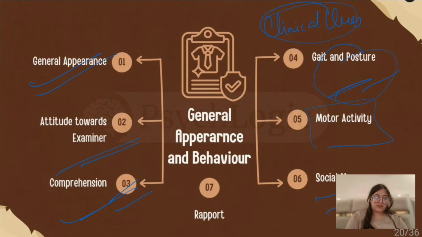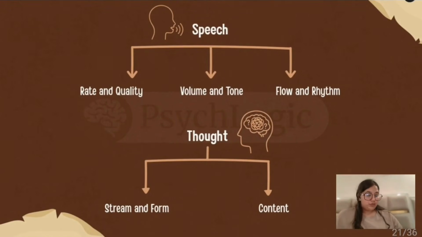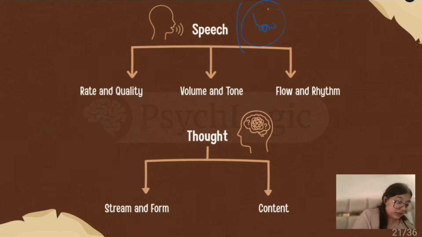Then we have social manner. How appropriate is their social behavior? Are they very polite? Are they overly friendly to you? Are they extremely withdrawn? Are they very inappropriate with you? So things like that also give you clues. And then we have rapport. Have you built that trust? Have you built that environment where they are comfortable enough to share things with you? Okay, great. Then let's move on to speech. It's not only about what you see, it's also about what they're saying, right? But not only what they are saying, how they say it.